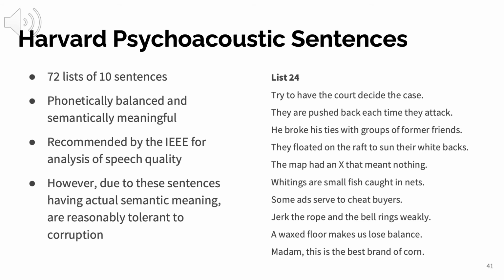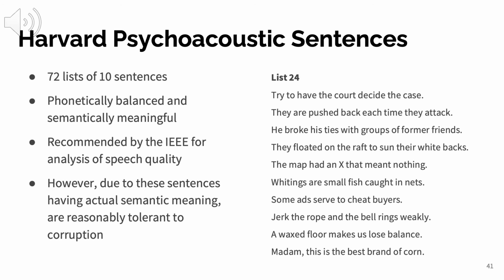So what that means is if one particular word in any of these sentences was produced really badly, usually human listeners will be able to fill in that gap. Whitings are small, blank, caught in nets. If I know a whiting is a fish, I probably know, even if it mangles the word fish, it's probably fish.